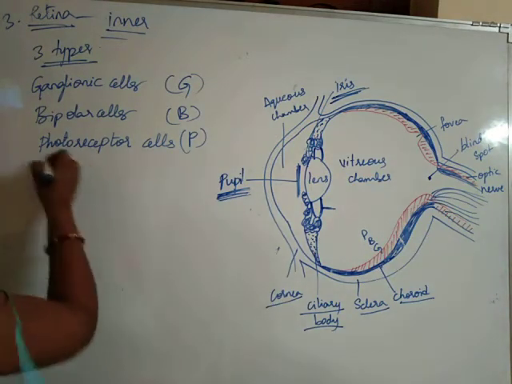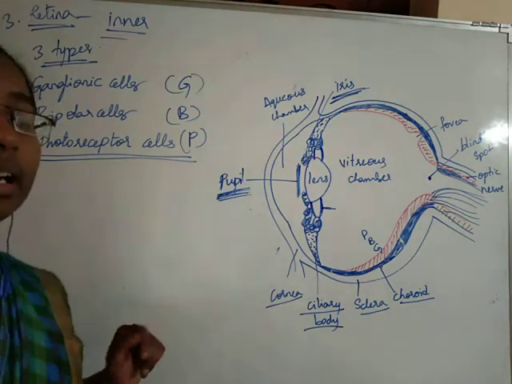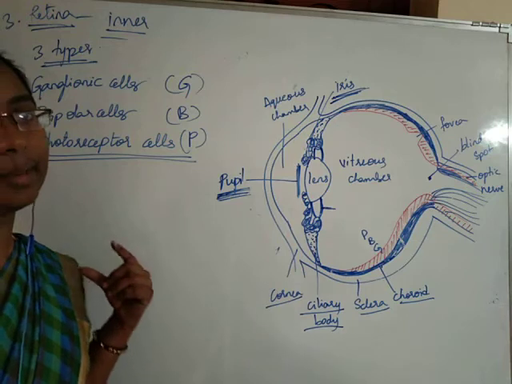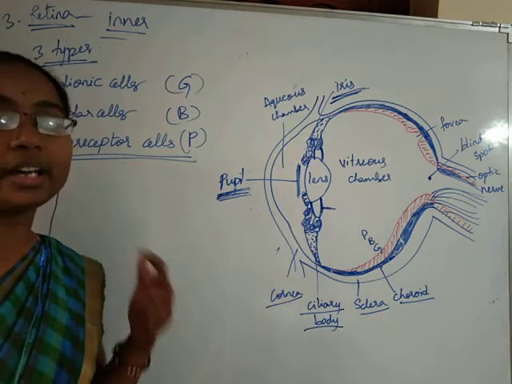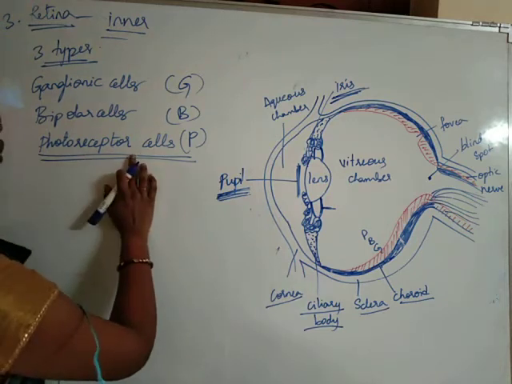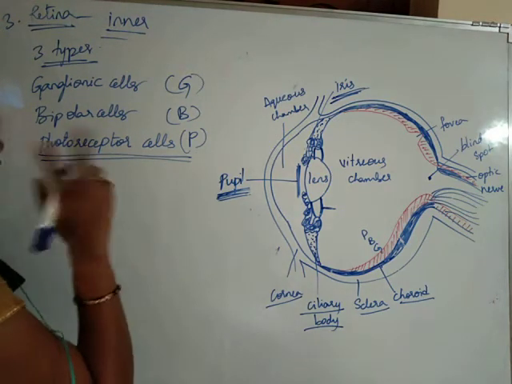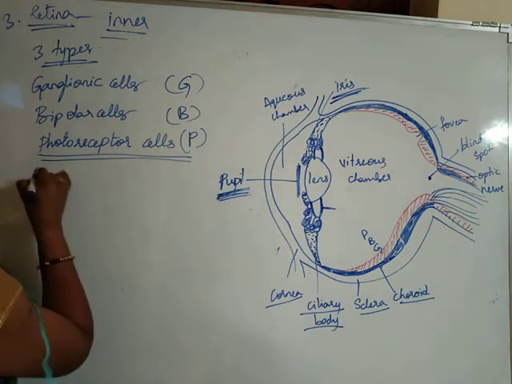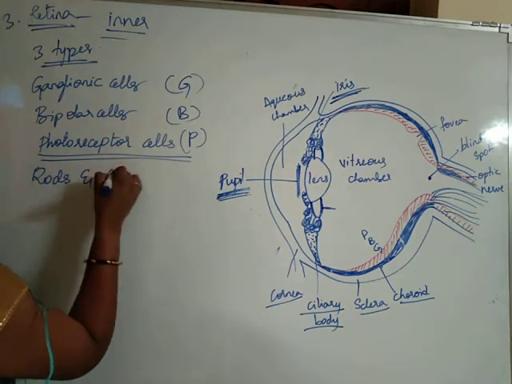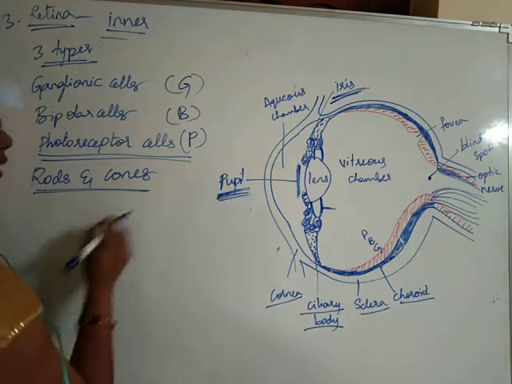We will first concentrate on photoreceptor cells. Regarding ganglionic cells and bipolar cells, we will learn about them when we learn the mechanism of vision. These photoreceptor cells are of 2 types. They are rods and cones.